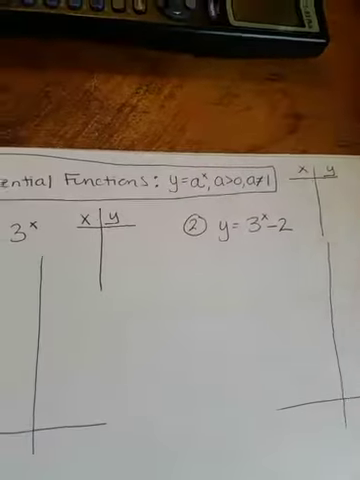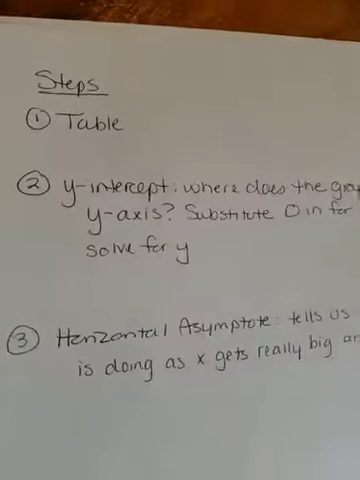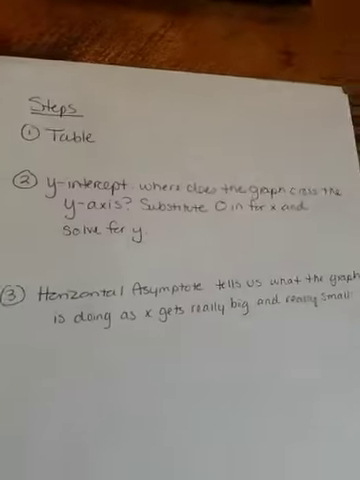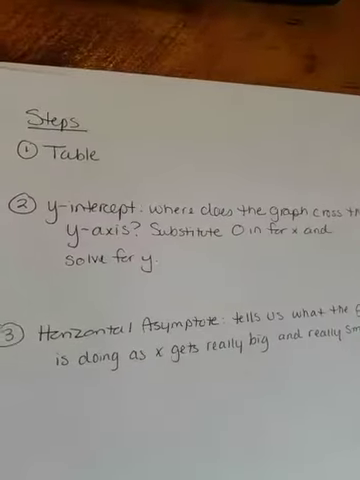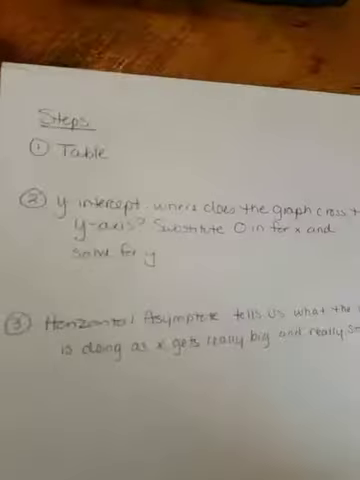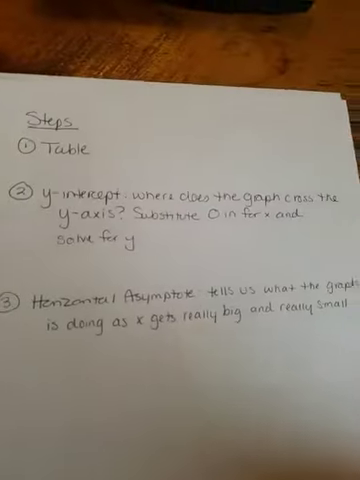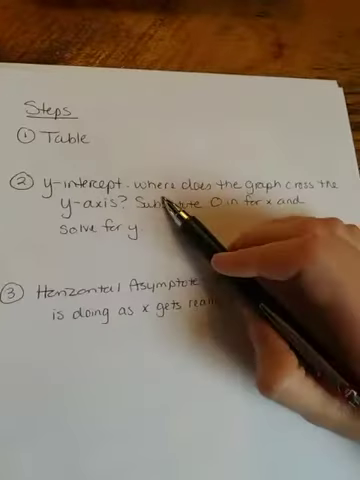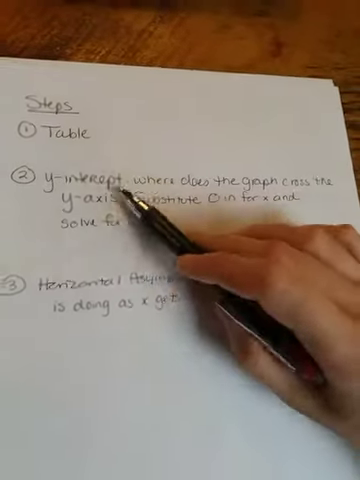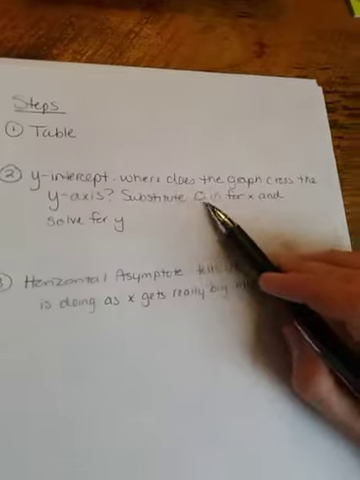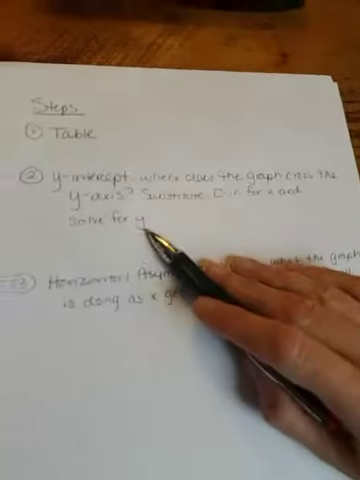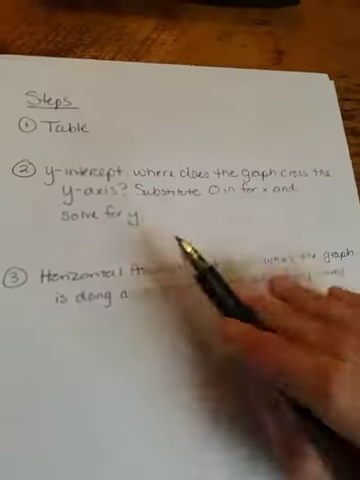And these graphs have a specific form to them. There are 3 steps that we will go through for each problem, and there are 6 problems that I will go through to help you with your assignment tonight. So we're going to be making a table. We also will be finding the y-intercept, and we've talked about the y-intercept before with lines. Remember, this means where does the graph cross the y-axis? To find the y-intercept, we substitute 0 in for x, and we solve the equation for y. We'll go through that together.